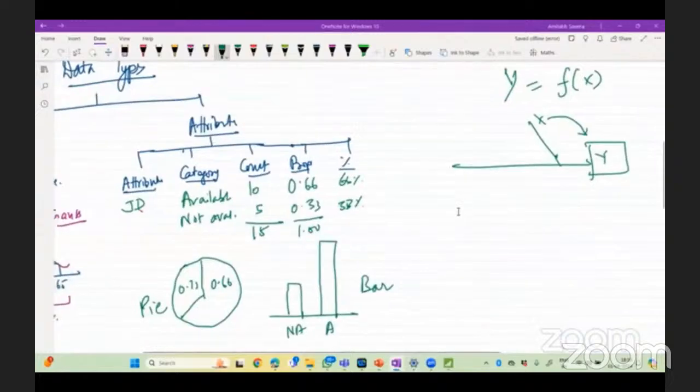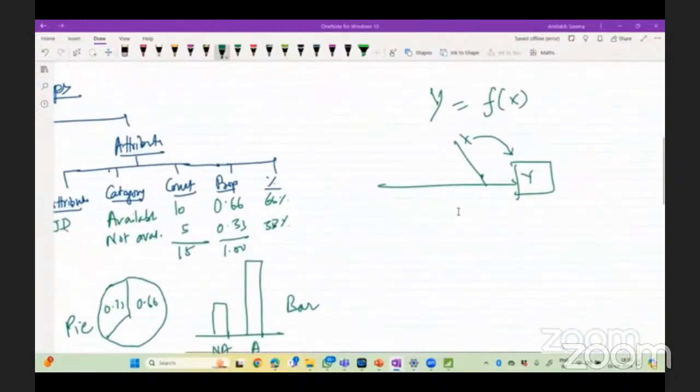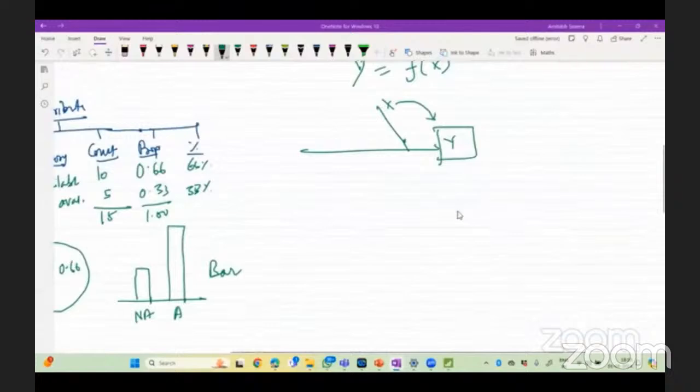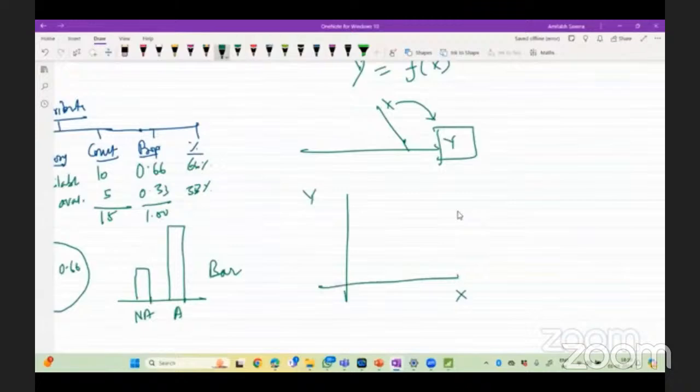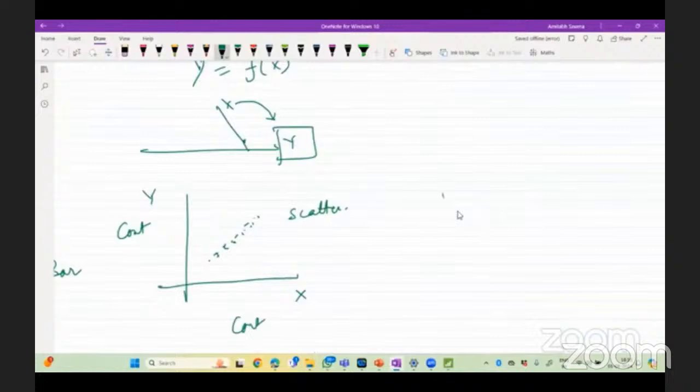So now we are investigating y is a function of x, meaning is x affecting the y. Now whenever one or both of them are continuous data, like this is continuous and this is also continuous, I can use scatter plots. And when one of them is attribute and one is continuous, like this is continuous and this is attribute, I will use box plots. Okay, so let me demonstrate that.